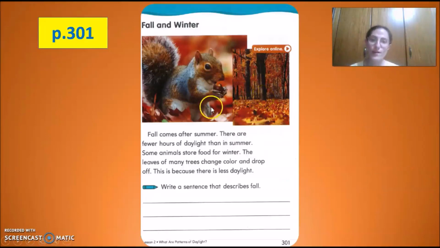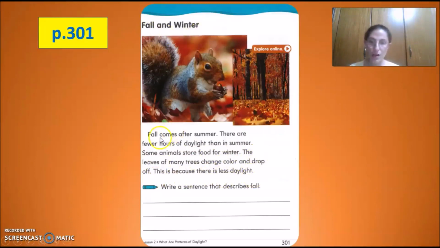Excellent. It is the fall season because during the fall season, the animals start preparing themselves for the winter and they hide their food, and the leaves fall off and change their color into yellow and brownish, right? Great. Let's read together. Fall comes after summer. There are fewer hours of daylight than in summer. Some animals store food for winter. The leaves of many trees change color and drop off. This is because there is less daylight. So I'm going to read it, then I'm going to explain.